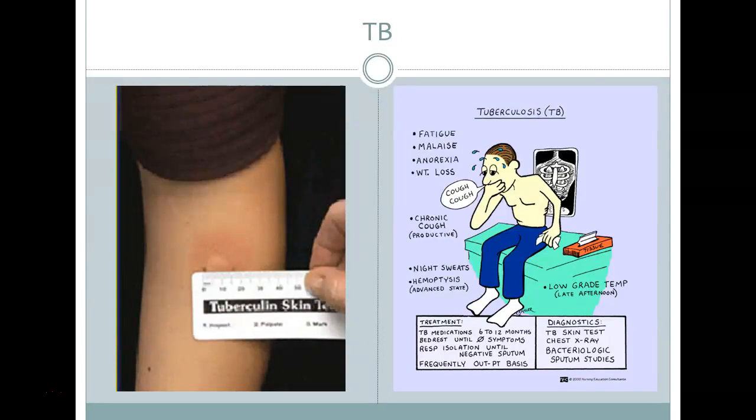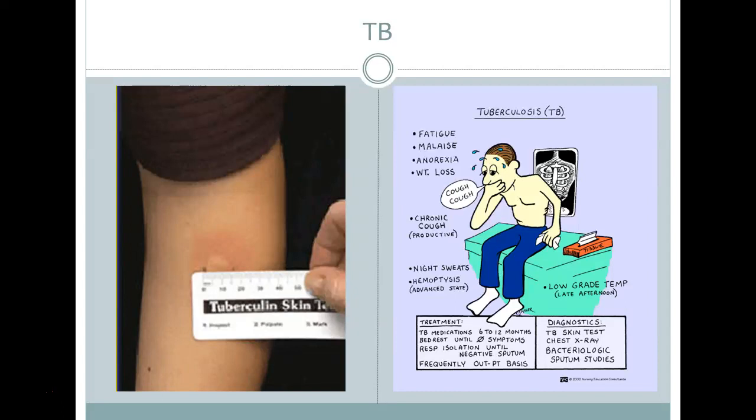Signs and symptoms of TB again include fatigue, malaise, anorexia, which is weight loss, not wanting to eat, not having hunger, productive chronic cough, night sweats, hemoptysis, which is blood in the sputum, and low-grade temperature. You'll be on TB medications again 6 to 12 months.